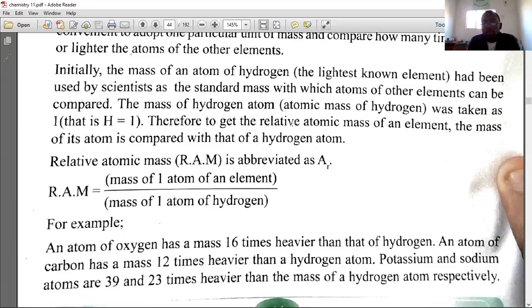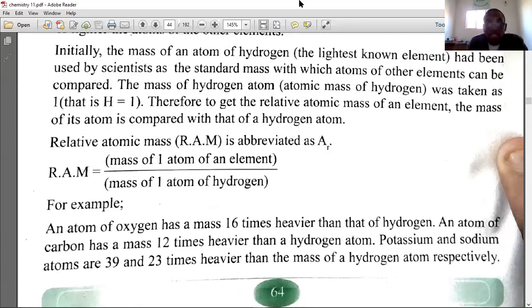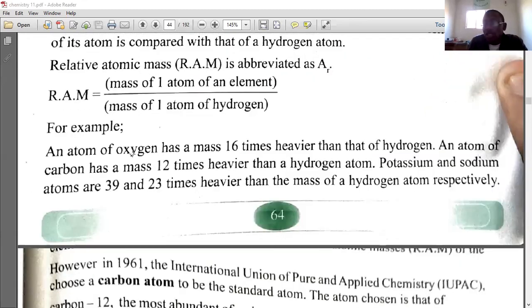That is basically what they're trying to explain in this statement. Therefore, to get the relative atomic mass of an element, the mass of its atom is compared with that of hydrogen. Below is the formula they used to use, and the relative atomic mass is abbreviated by capital A subscript r. They used the mass of one atom of an element compared to one atom of hydrogen. What that simply means is that an atom of oxygen has a mass of 16, which is 16 times heavier than hydrogen, because hydrogen is 1. Carbon will be 12 times heavier than hydrogen.